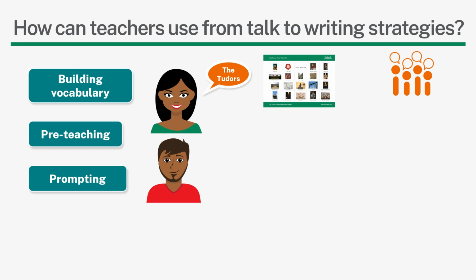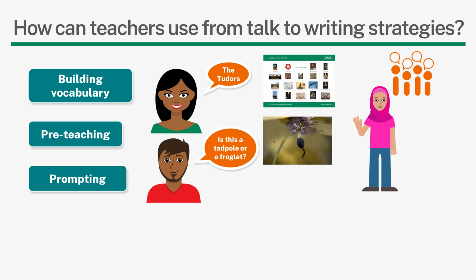For example, a teacher might ask, "Is it a tadpole or a froglet?" Provide a visual to help support this further. Gestures, actions or talking using your fingers to identify each word in the sentence you want them to write are also useful ways to scaffold and prompt vocabulary.